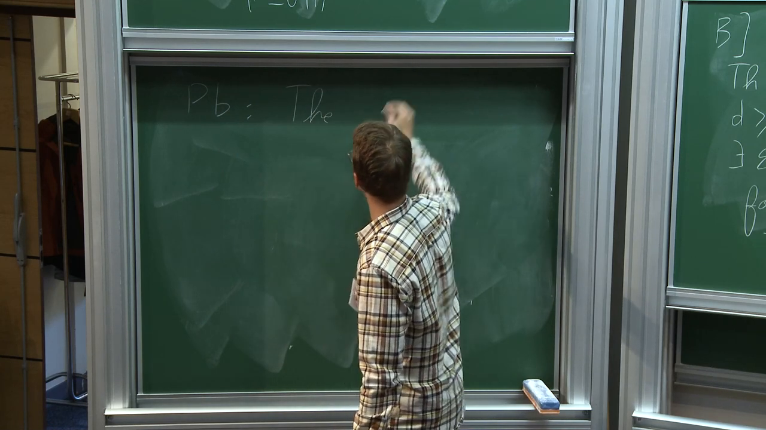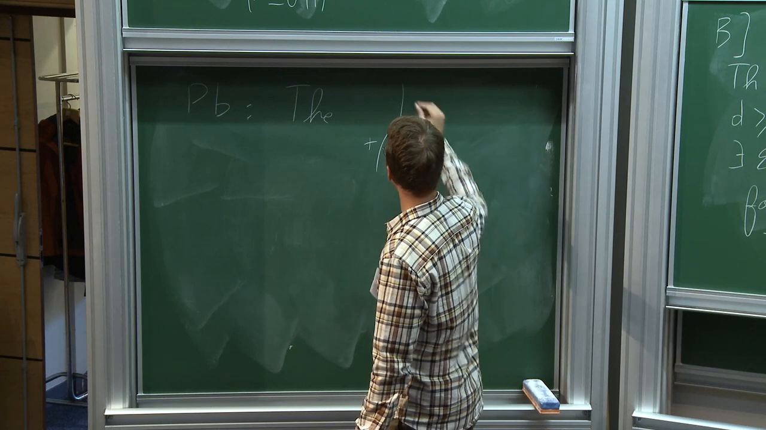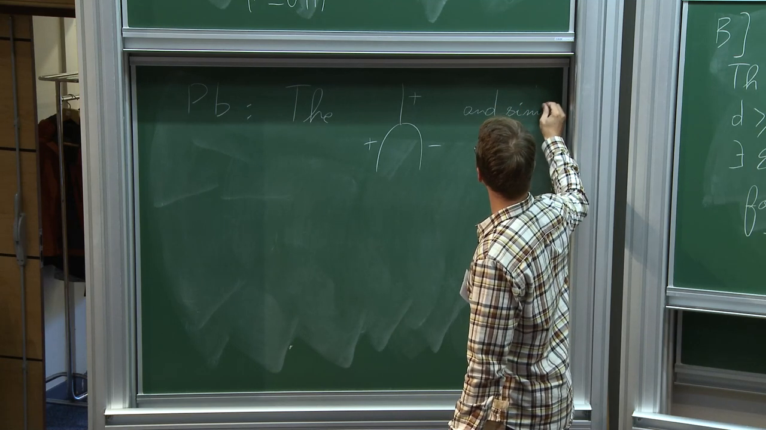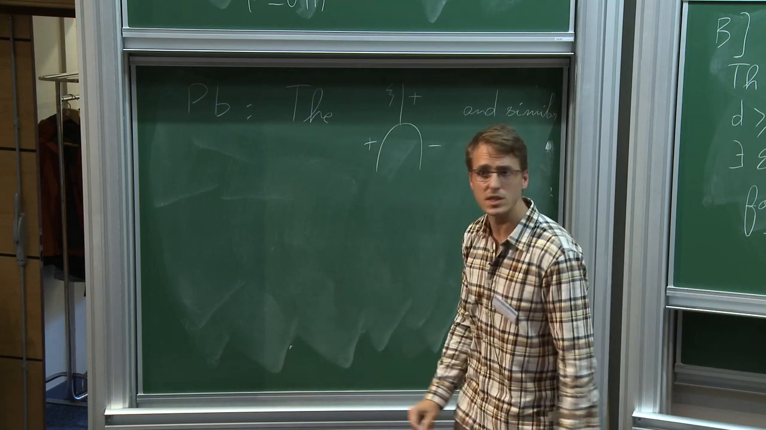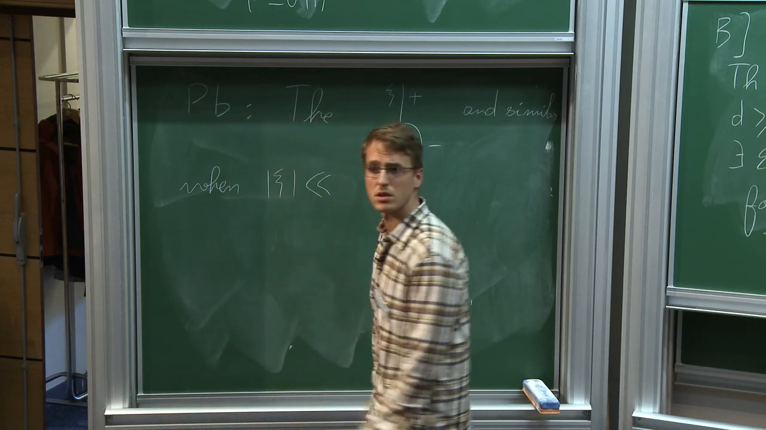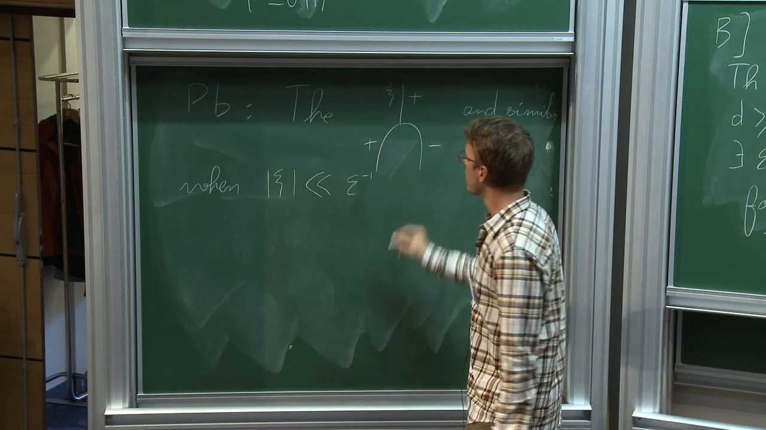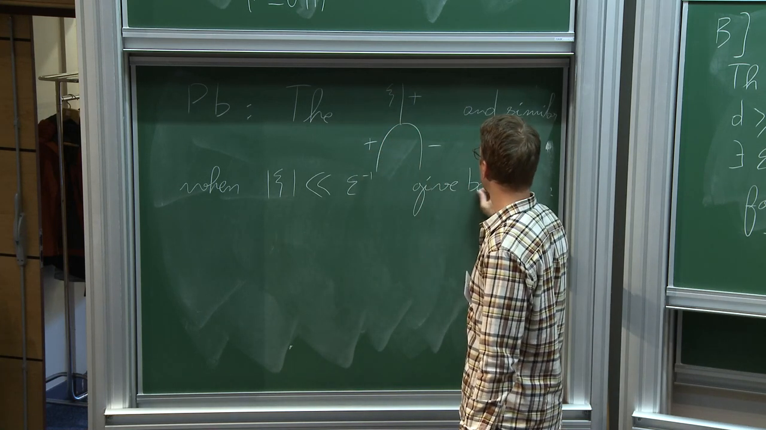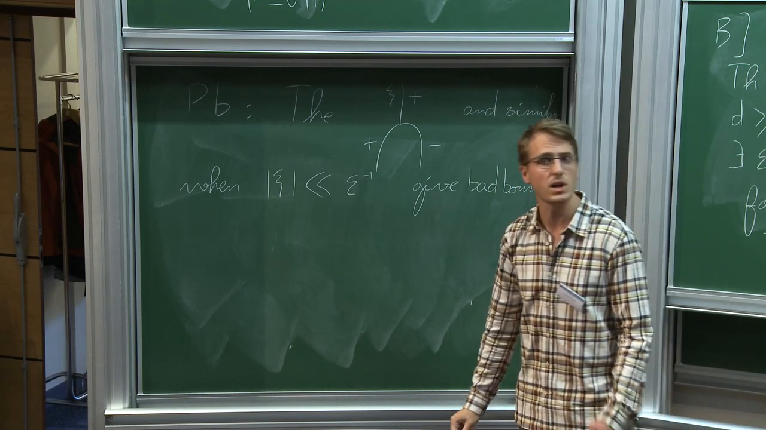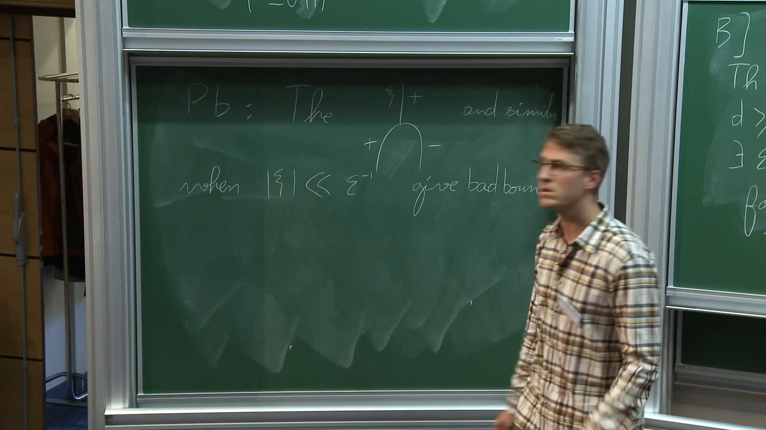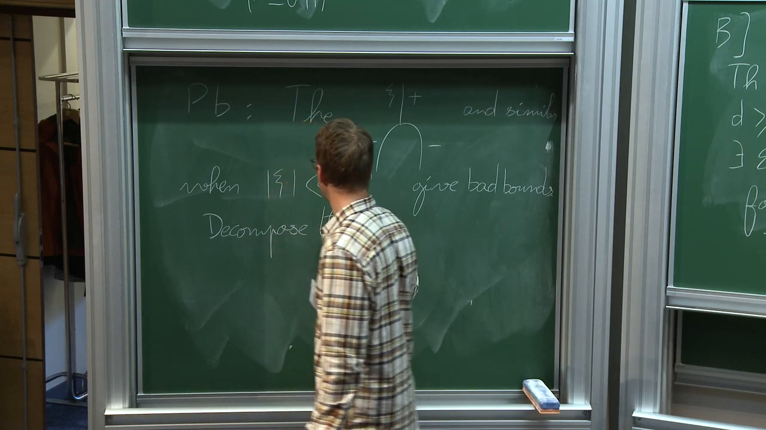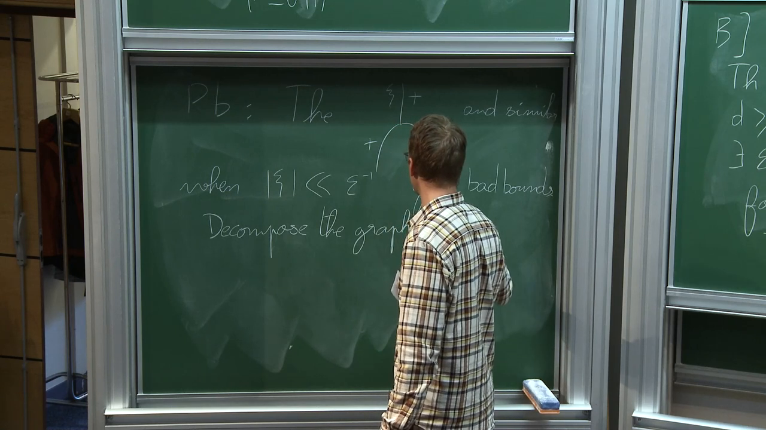That these vertices, where you have this type of configurations and similar, if I have an output frequency which is xi, and when xi is small, so it's much smaller than the expected size, which is epsilon minus 1, give bad bounds. So you cannot estimate them separately, and so the idea that we had is that we put them into clusters. So we decompose the graph with clusters.